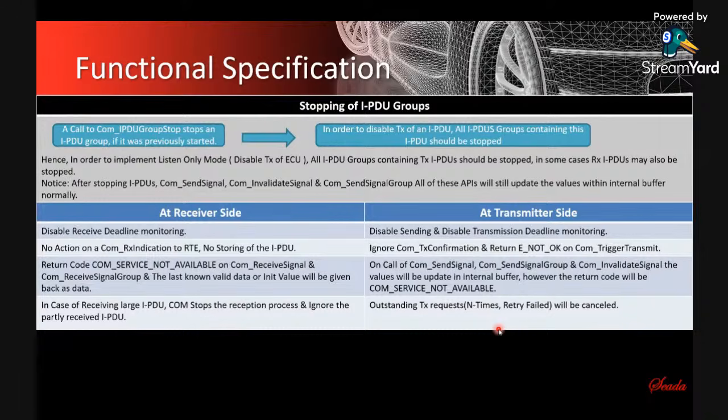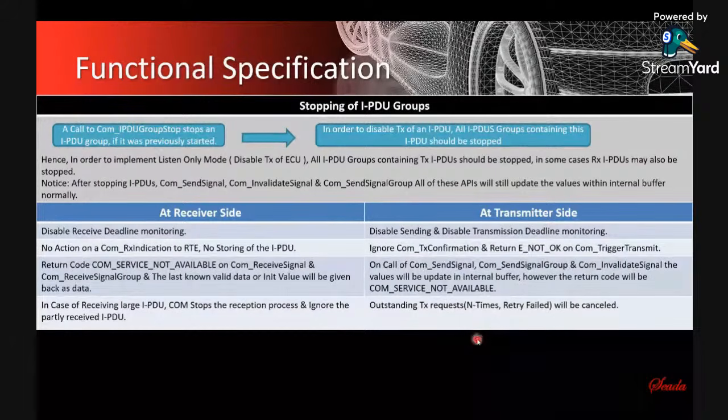Okay, so you know that your signal is updated in the buffer, yes, but there is no service available because the COM is disabled. Outstanding transmission requests will also be cancelled.